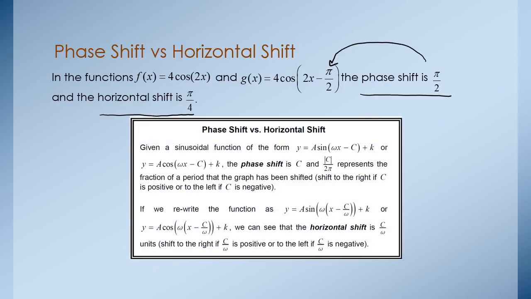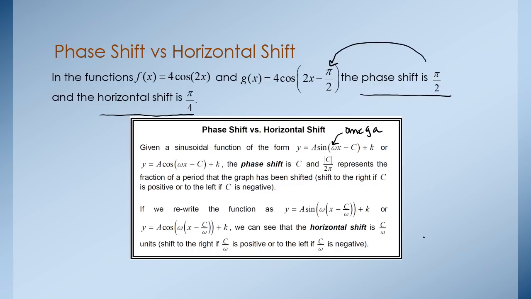Taking that information and combining it with what we learned in the last lesson, we have the following definitions. Given a sinusoidal function of the form y equals a times the sine of omega x minus c plus k, or y equals a times the cosine of omega x minus c plus k. The w here is just a Greek letter, omega. I could put anything there if I wanted.